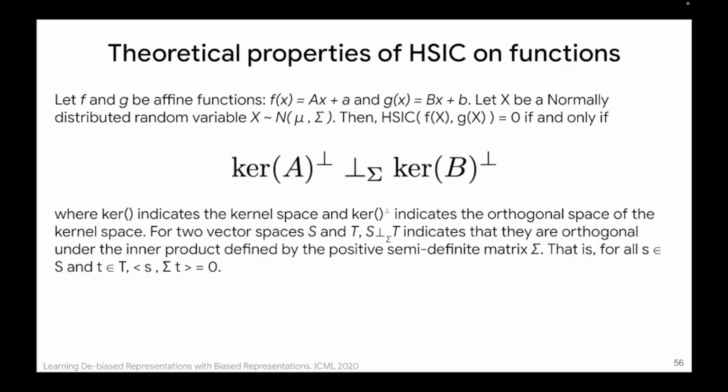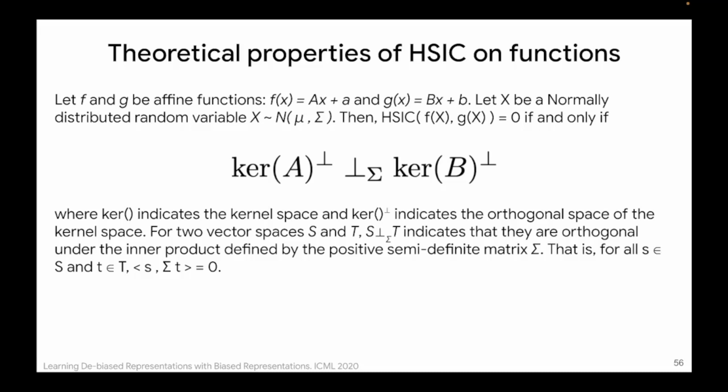And now we are saying that is happening if and only if the kernel of the matrix A and the kernel of matrix B, their orthogonal spaces are orthogonal to each other. Here kernel of A means the kernel space of the matrix, and the orthogonality superscript means you're taking the orthogonal space of the kernel space. And two vector spaces S and T being orthogonal with respect to some positive definite, actually semi-definite, matrix sigma means that for every member of the vector spaces S and T, their inner product, with this semi-definite matrix in between, is always 0. So it's a version of orthogonality between the two spaces.